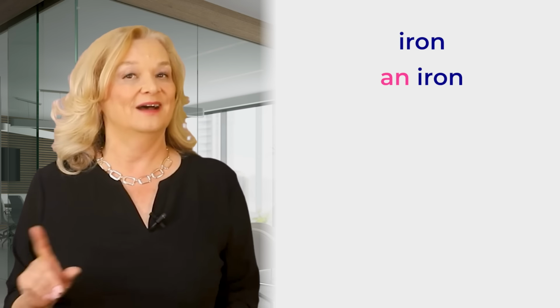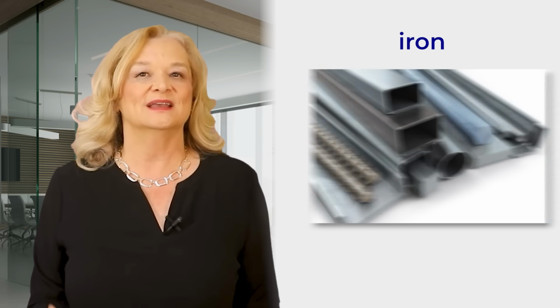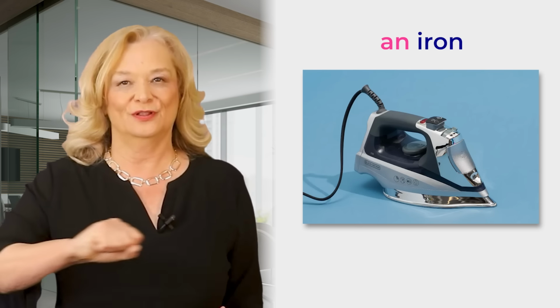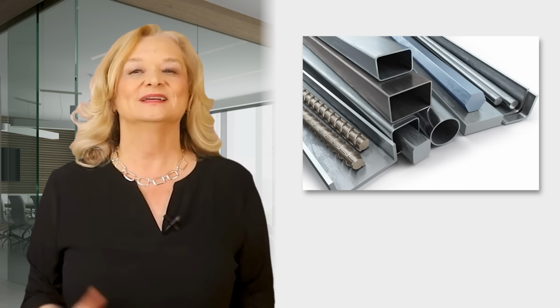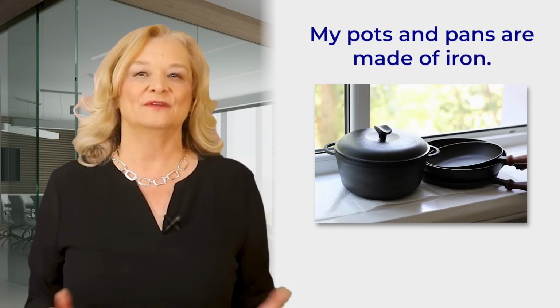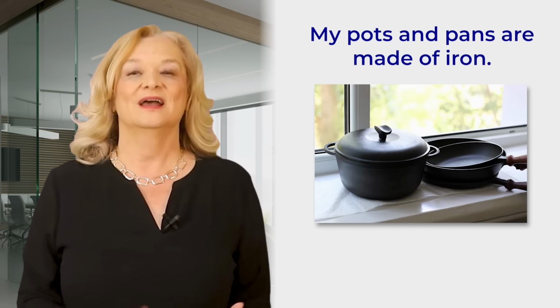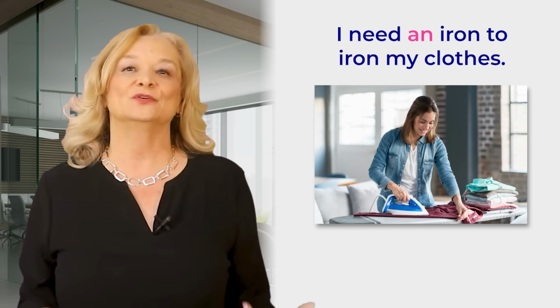Okay, let's look at one more rule. Do you know the difference between iron and an iron? Iron is a kind of metal, and an iron is an electric device used to press and to smooth clothing. This is iron, this is an iron. My pots and pans are made of iron. No, it's not a countable noun. I need an iron to iron my clothes.